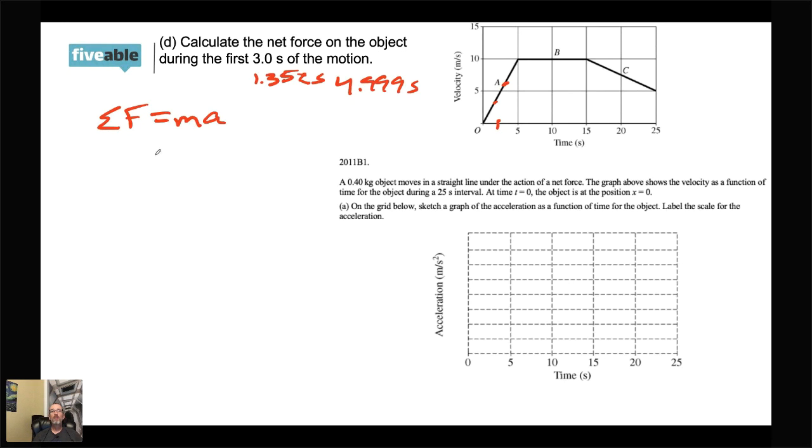We know that the acceleration here, and it says calculate, so we need an equation, which we have. We know the mass is 0.4. We know the acceleration is 2. And so now to find that net force, we just take 0.4 times 2, which is 0.8 newtons. So that is our net force. Okay, super easy problem to do.